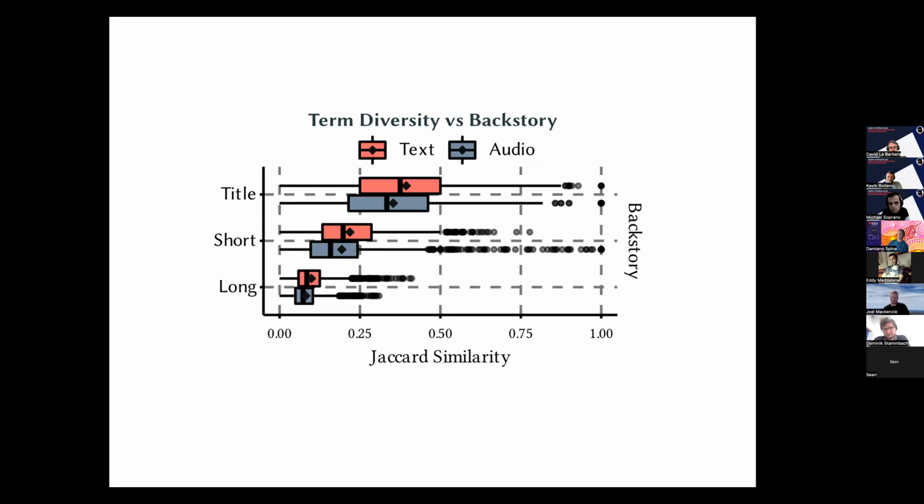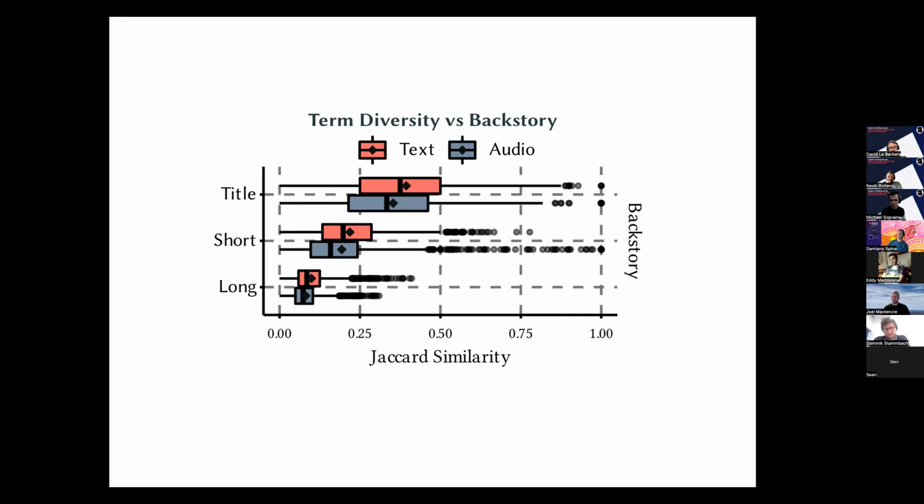The next thing we did was check the term diversity. So what we're interested in here is looking at how diverse the set of terms that come out are. We use Jaccard similarity as an overlap measure. And basically what you see is what you'd expect. With textual backstories, query diversity is lower. So there's more similarity in the queries that come out.